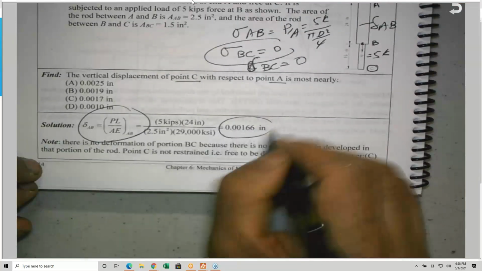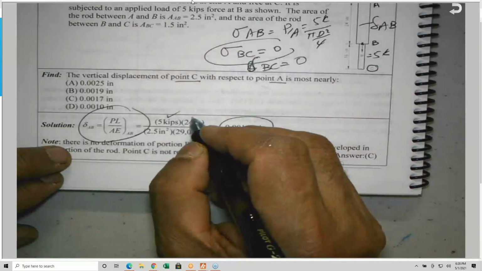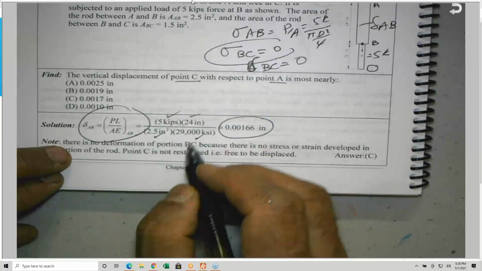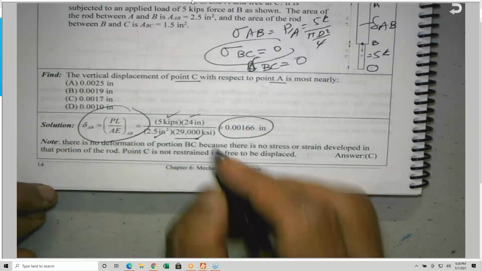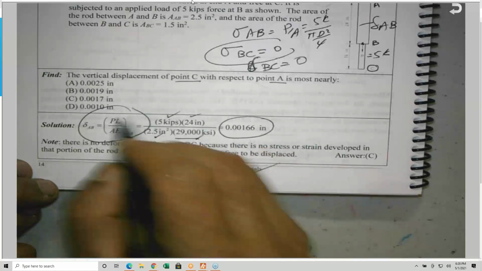So delta is equal to PL over AE: 5 kips, 24, 2.5, and 29,000 in this case. I used 29,000. Do you remember the modulus of elasticity? So, 0.0016, which is the answer. C, in this case, is the closest answer.